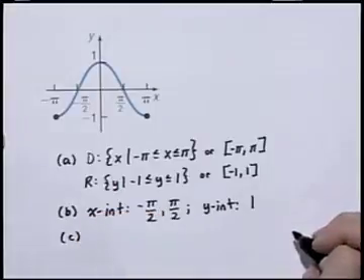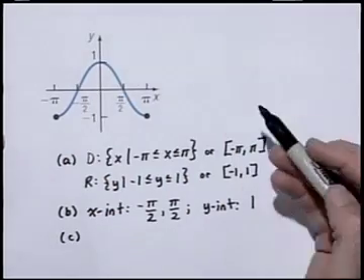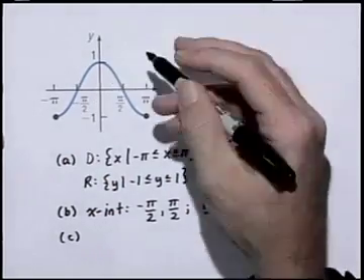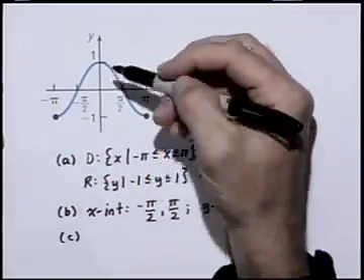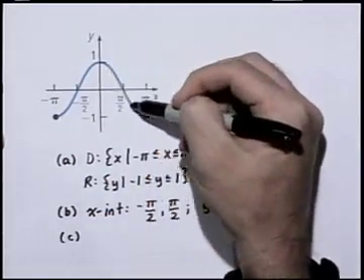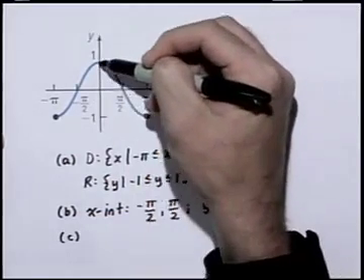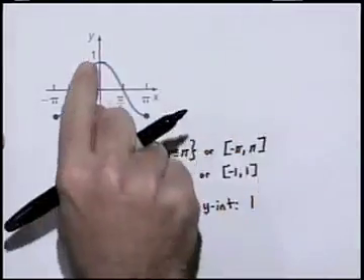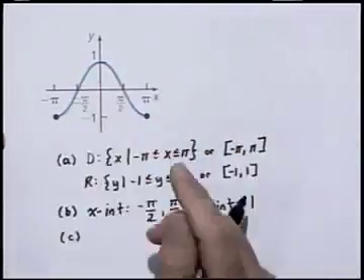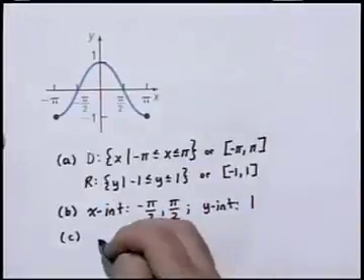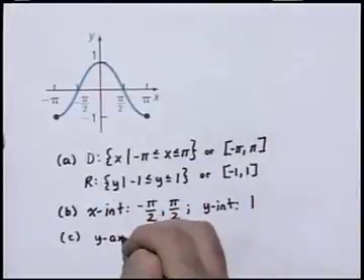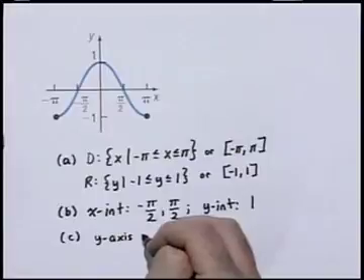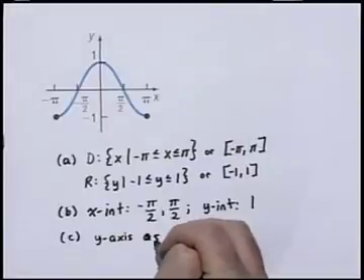Part C asks us to determine if any kind of symmetry exists in the graph. We can see from the graph that we have y-axis symmetry because if I took the portion of the graph for which x is bigger than 0 and folded it over the y-axis, it would land on top of the portion of the graph that exists for x less than 0. Therefore, the graph of the function has y-axis symmetry.